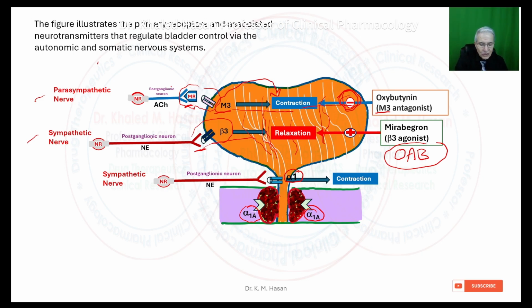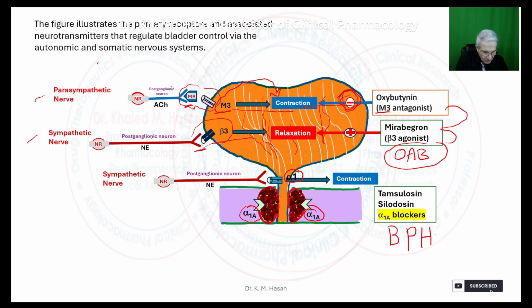So for overactive bladder, we have two medications. Number one, mirabegron, a beta-3 agonist. Then we have oxybutynin, a muscarinic antagonist. Okay, for benign prostatic hyperplasia, we have two medications, tamsulosin and silodosin, which block alpha-1A in the prostate and the bladder neck, and these are used for benign prostatic hypertrophy.